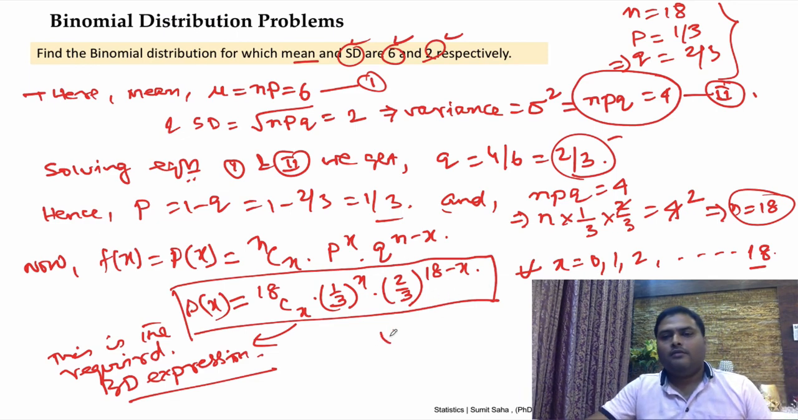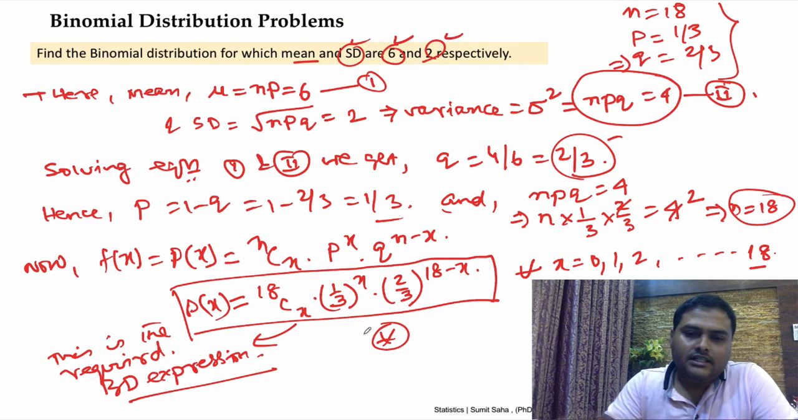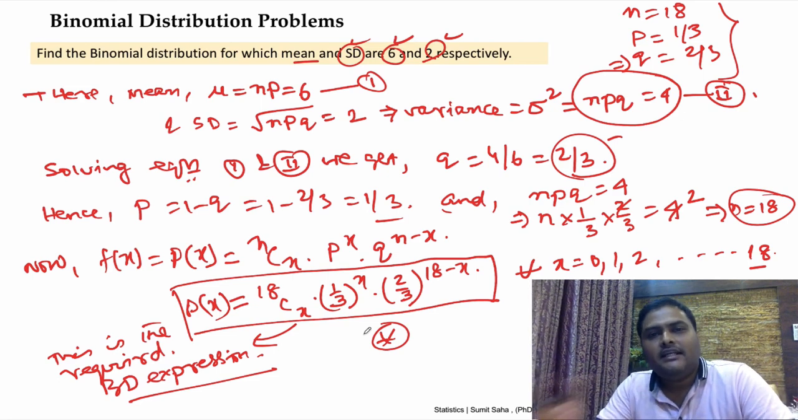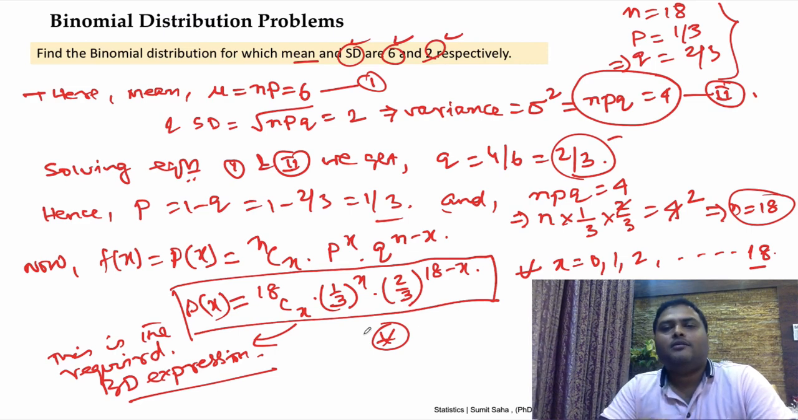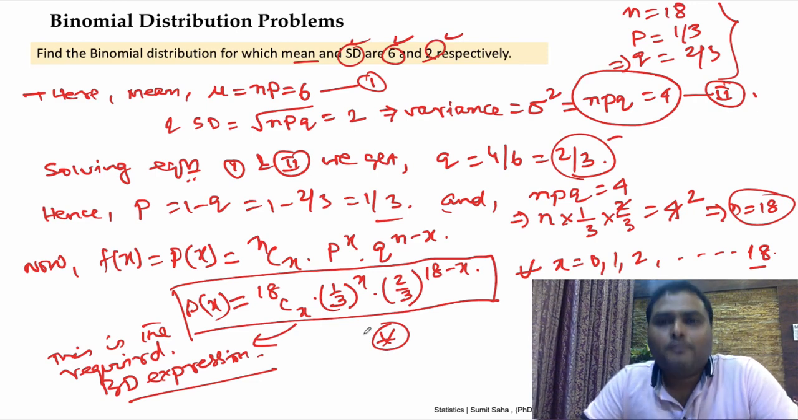Good. Hope you have understood. All four problems are completely different from each other, and hope the concept is now very clear to you. Hope you enjoyed the binomial distribution section. In the next section we'll be talking about the Poisson distribution, how we can understand some properties, and we'll do some problems related to the Poisson distribution.